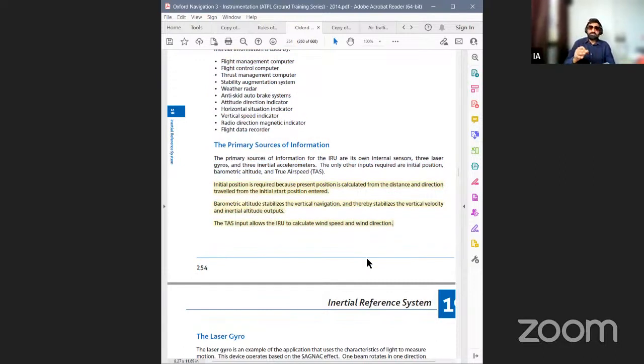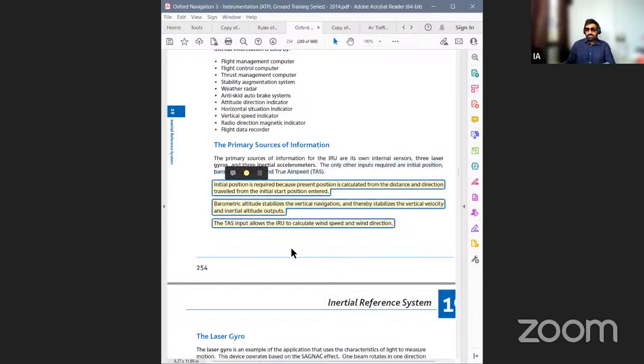So primary sources are 3 gyros and 3 inertial accelerometers. And the external sources we could say, or only other inputs, are these 3. And the individual functions are also mentioned. Make a note of it.